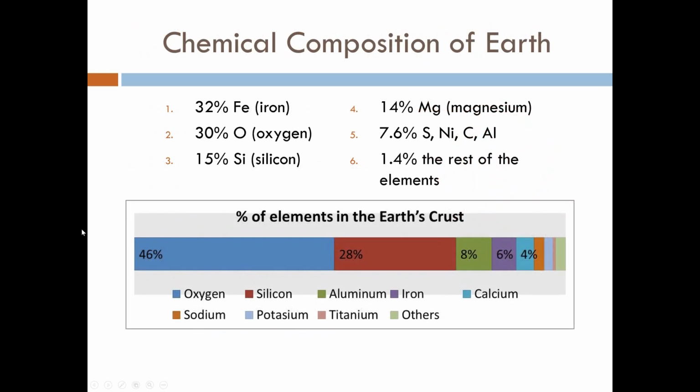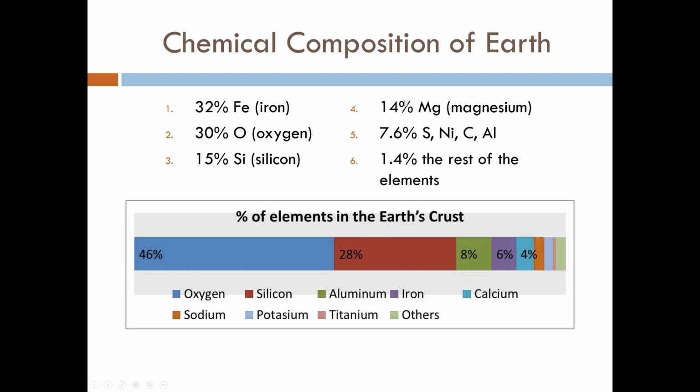So the chemical composition of Earth is 32% iron. Overall, mostly iron and oxygen and silicon, magnesium. Apart from that, there are other elements in there, like 8% or 7.6%, which is still a significant amount of those elements, given the sheer size of Earth.